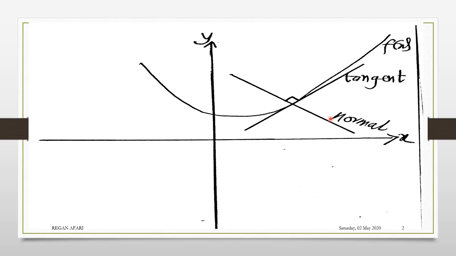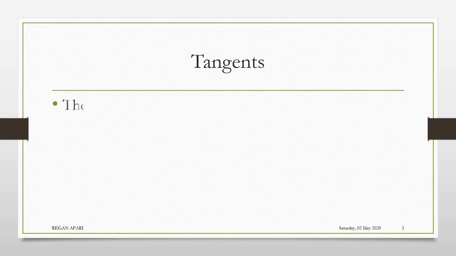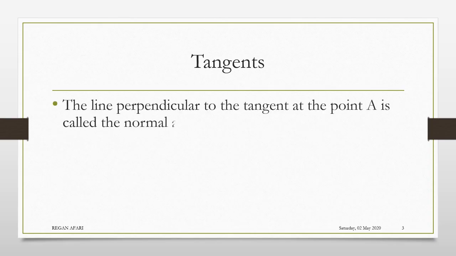When a line meets another line at a right angle, what it actually means is that the gradient of the tangent times the gradient of the normal should give you -1. This is a mathematical fact that you need to know. Like I said, I've already covered the lesson on tangents. A line that is perpendicular to the tangent at the point A is what we call the normal. I've covered that in the previous slide.